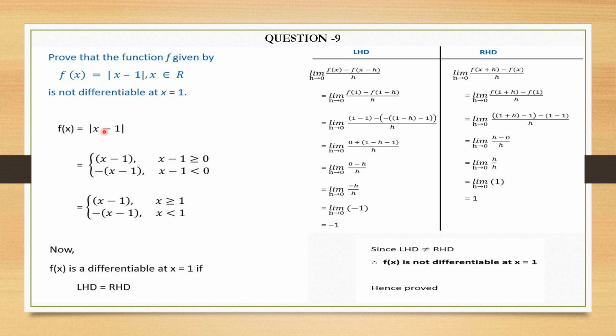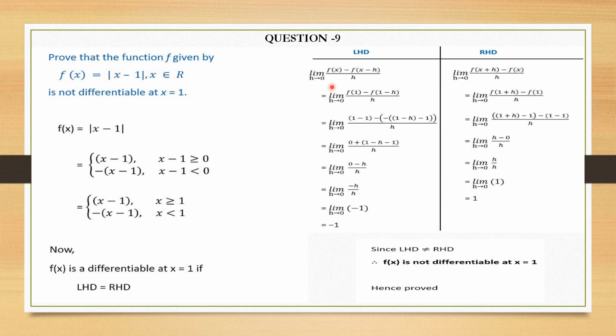Firstly, I just need to define how the mod behaves: this will be plus (x minus 1) if x minus 1 is greater than or equal to 0, and minus times it if it is less than 0. That is, if x is greater than or equal to 1, and if x is less than 1. This is the definition. Now I have to check the differentiability. So the left hand derivative is the limit as h approaches 0.